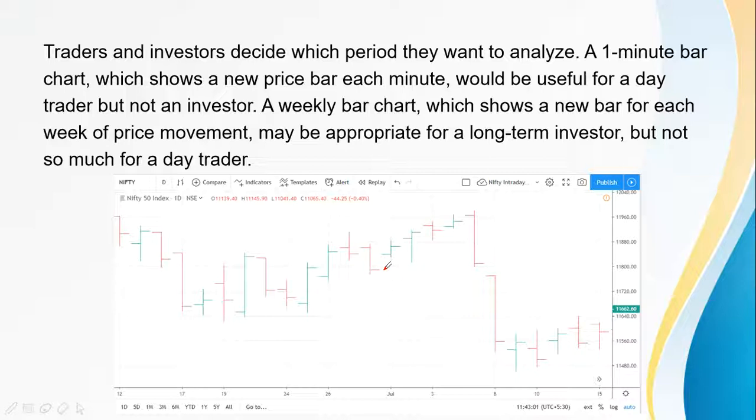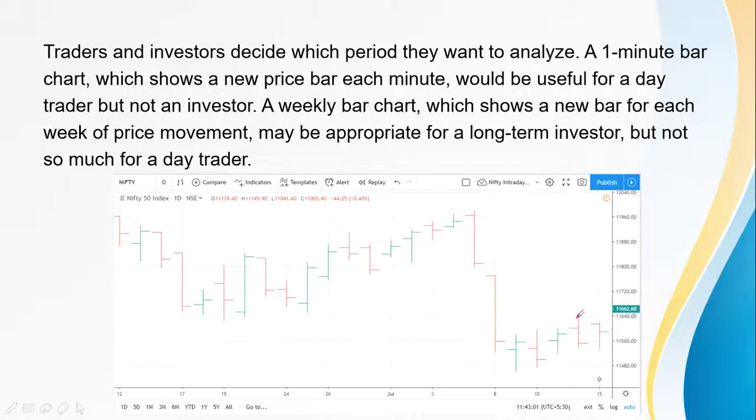So traders and investors decide which period they want to analyze. A 1 minute bar chart, which shows a new price bar every minute, would be useful for a day trader but not for an investor. A weekly bar chart, which shows a new bar for each week of price movement, may be appropriate for long term investors but not so much for the day trader.